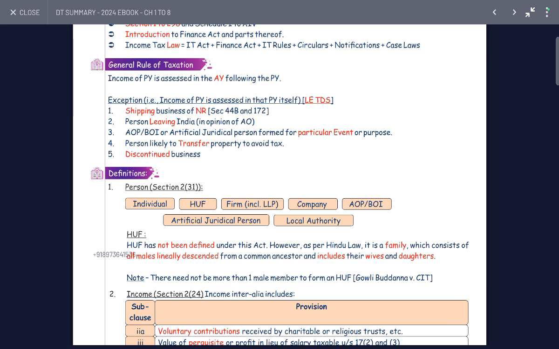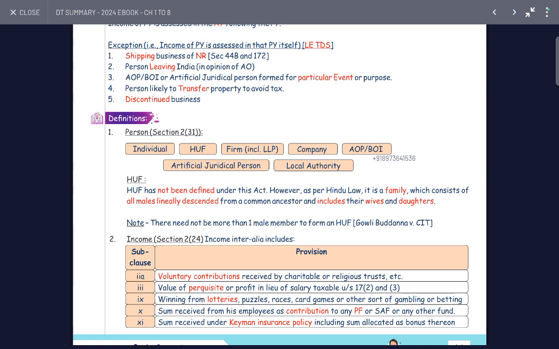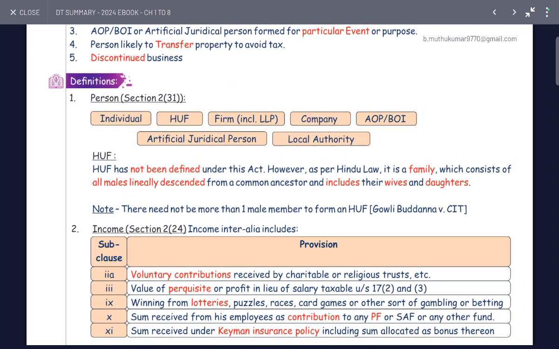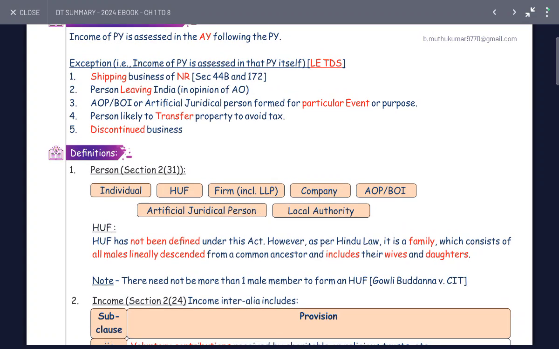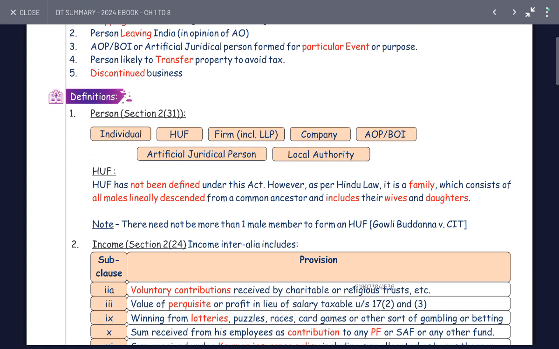A person living in India, in the opinion of the AO, includes an individual, a body of individuals, an association of persons, an artificial juridical person, formed for a particular event or purpose. Also a person likely to transfer property to avoid tax, or one who discontinues business. Definition: person, section 2(31).